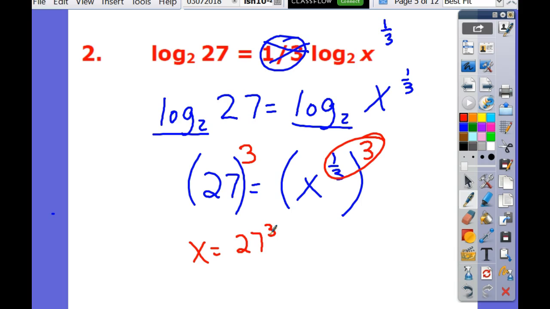27 raised to the 3rd power is a fairly large number. What large number? 19683? Why is it such a large number? That's 27 times 27 times 27. That's what it means when you raise it to the third power. Do you understand how I got this 3 right here? That is the reciprocal of 1/3, and that will cancel out the 1/3 power.